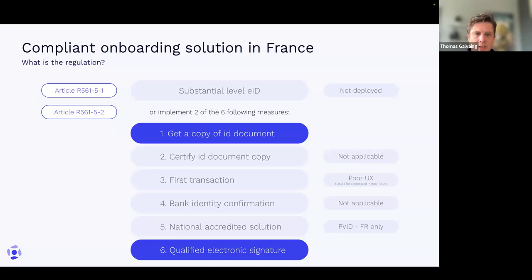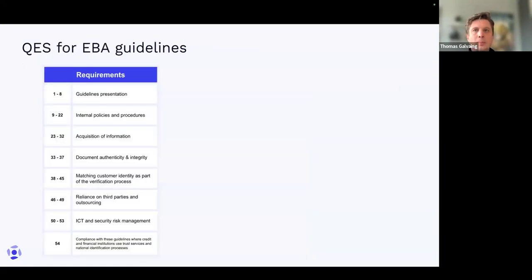I will give you more detail by analyzing the latest guidelines on remote customer onboarding published by EBA, the European Banking Authority. EBA guidelines for remote customer onboarding define several requirements. Some of them have to be addressed by the financial institution, but others will be addressed by the IDV solution you will implement. We can consider several IDV packages with different levels of coverage.